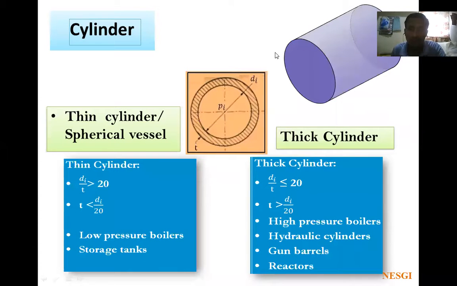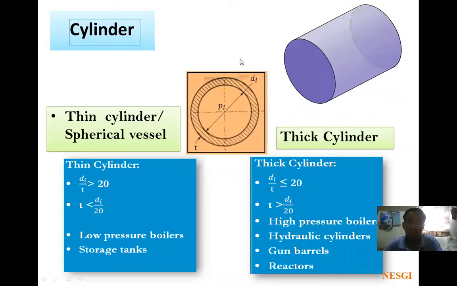Basically, the cylinder concept is the same as what we use in day-to-day life. A cylinder has an inside diameter, outside diameter, and length. You can see the cross section of the cylinder: inside diameter, outside diameter, its thickness, and the length of the cylinder.